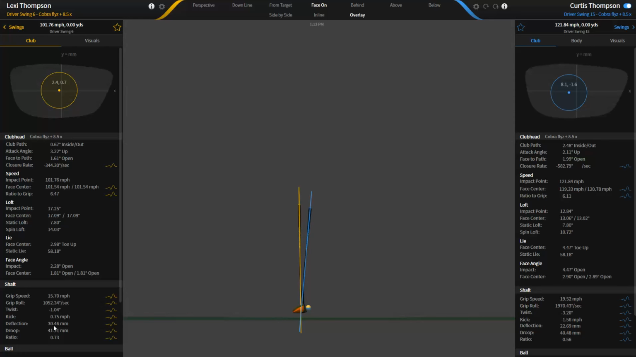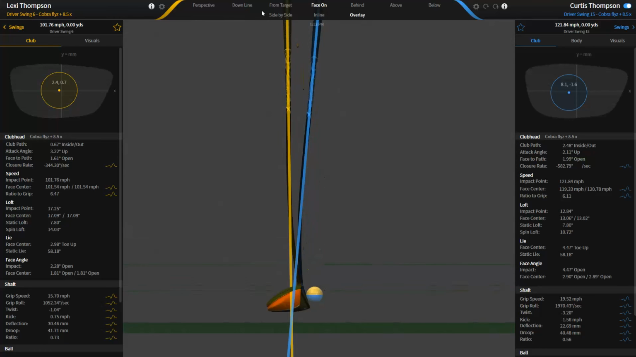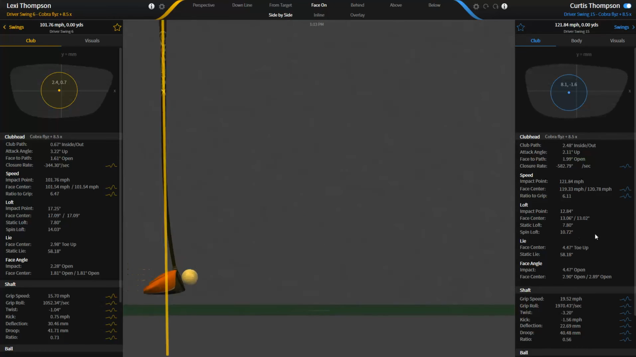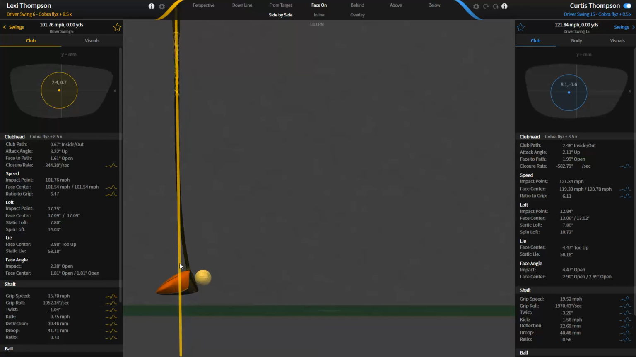Now, deflection is the amount in millimeters of lead or lag deflection. So I'm going to zoom in on these guys. We'll go side by side here again. That is the amount in millimeters of how much the center of the head is off the shaft line. That's what we're calling lead deflection. So here, Lexi has 30 millimeters of lead deflection with an X flex 8.5 driver.